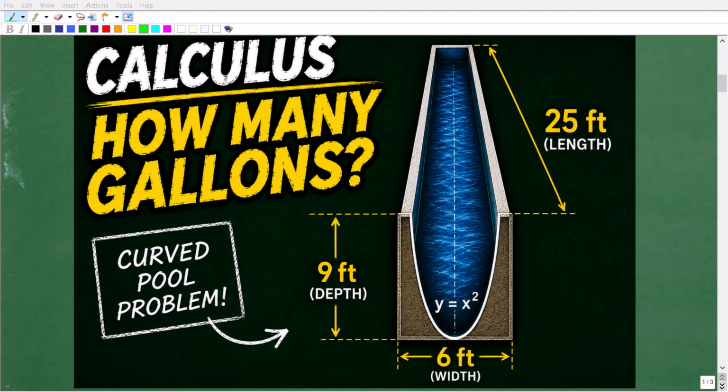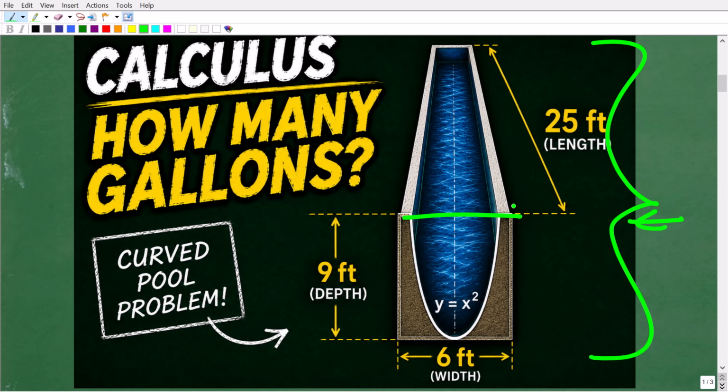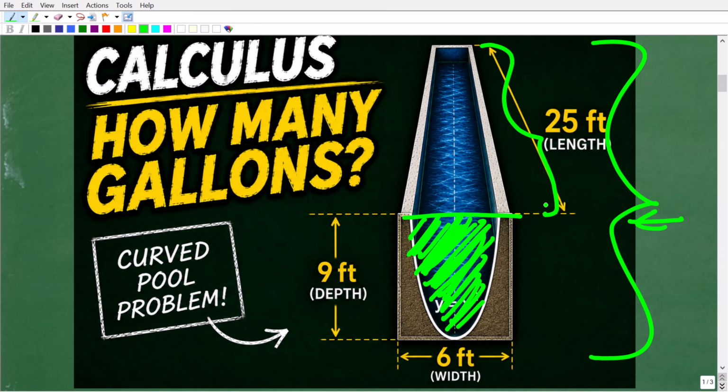So the first thing that we're going to do here is simplify the problem. Let's forget about the entire pool and imagine we were standing at one end of the pool looking straight at it. So we would be looking at a cross-section of the pool like this right here. Remember, the key to solving this problem is finding the area of this curved cross-section, because once we have this area, all we have to do is multiply it by 25 and we have the volume of the pool.